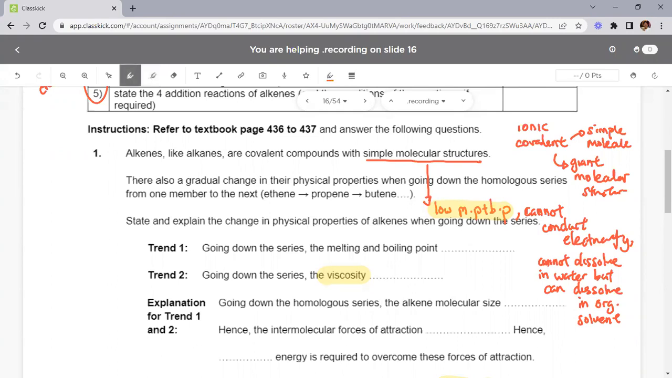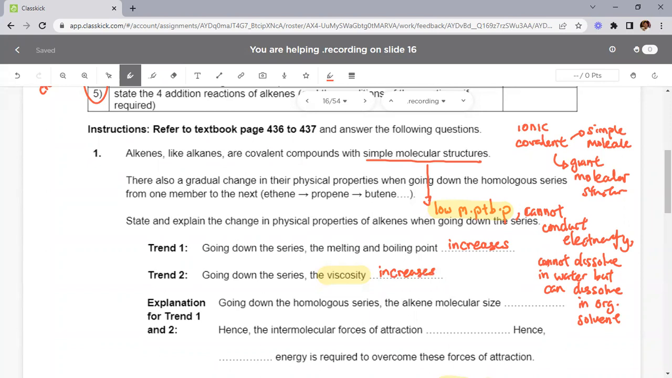So let's start. Going down the series, the melting and boiling point of the alkenes: when you go from the first member to the second to the third to the fourth, the melting and boiling point increases. The melting and boiling point is low in general, but as you go down the group, it will actually increase. Next, going down the series, the viscosity also increases.